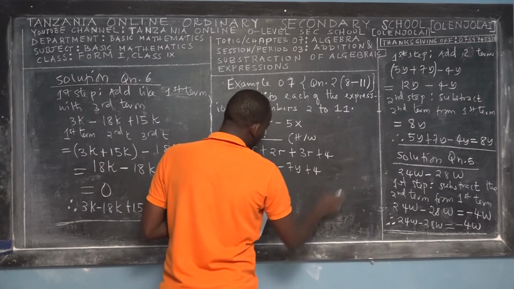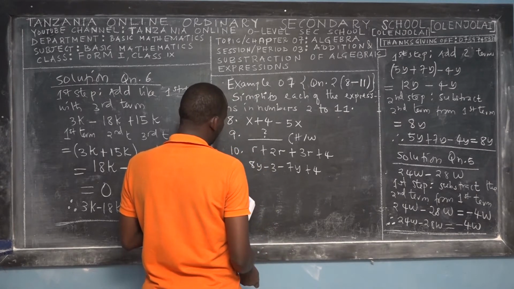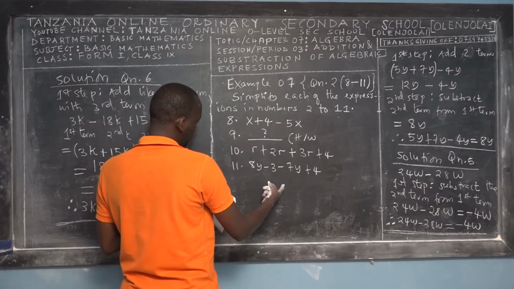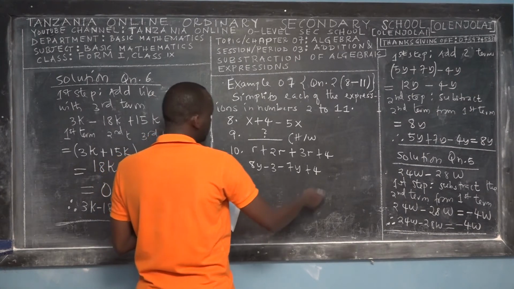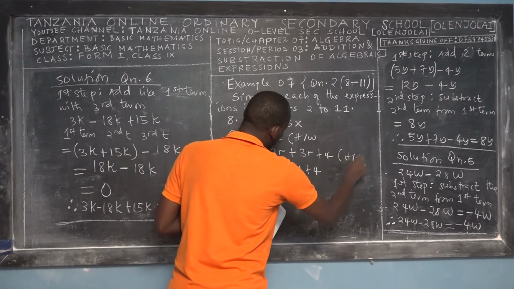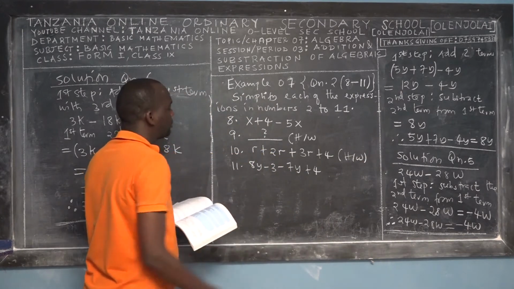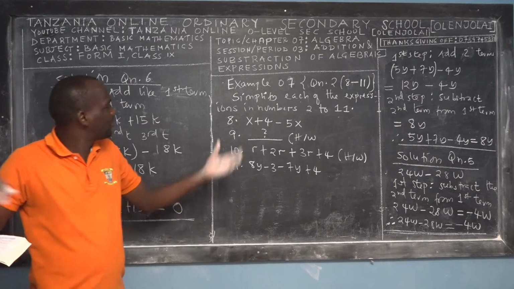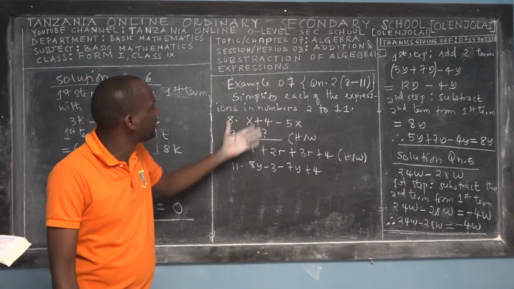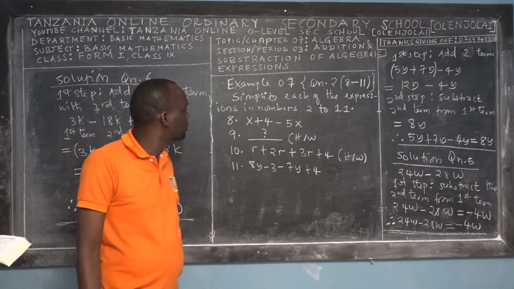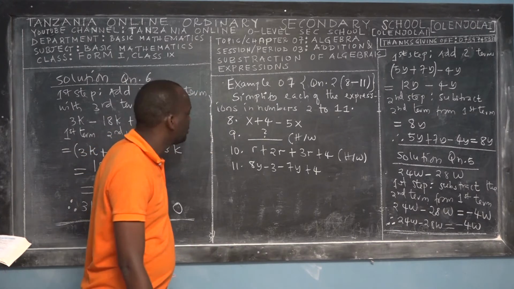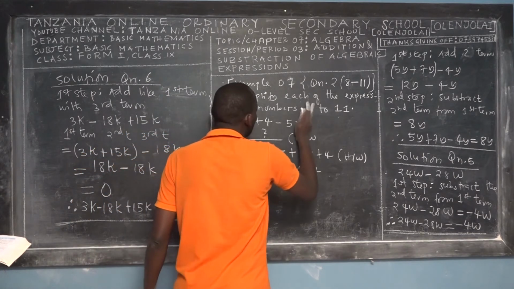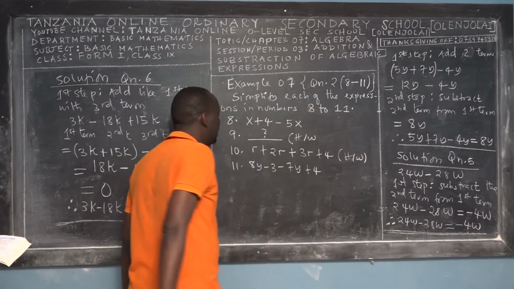But should I leave it as homework? Should I do this one or this one? I think I should do this one, and then we do this one. This is a little bit simpler compared to that one. You might be confused because of the way it is written. Okay, so that is the question from example 7: simplify each of the expressions in numbers 2 to 11. Now replace 2 with 8, so it is 8 to 11.